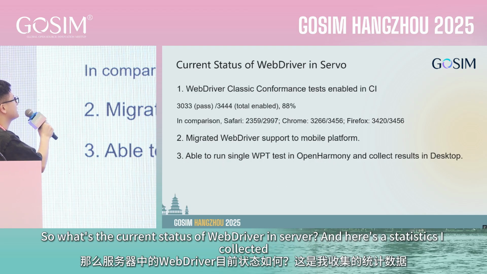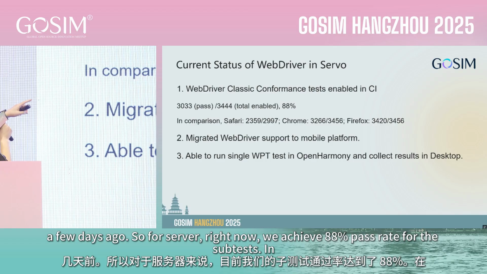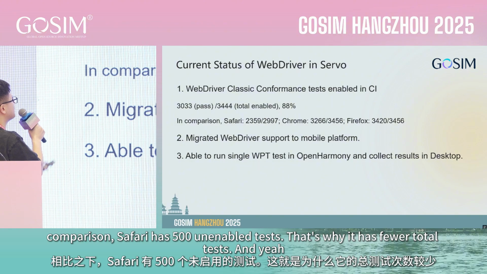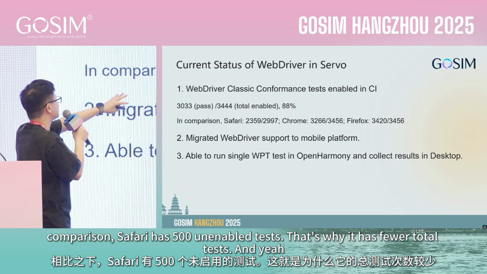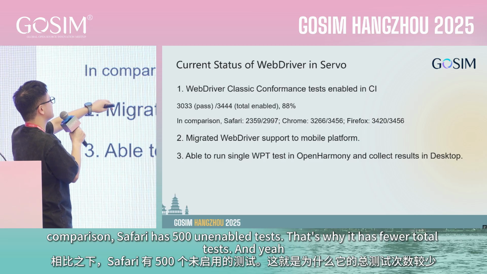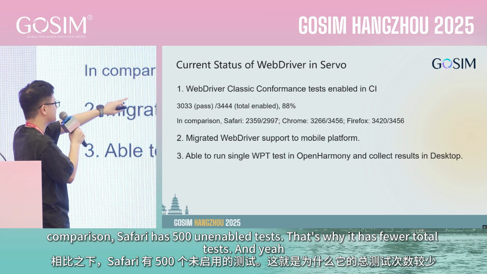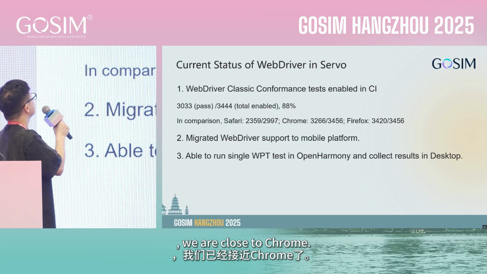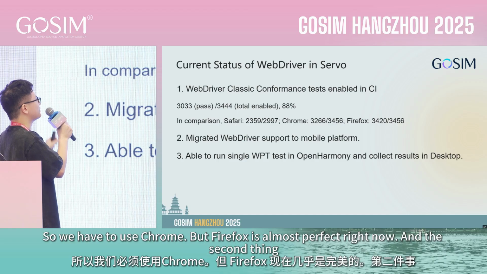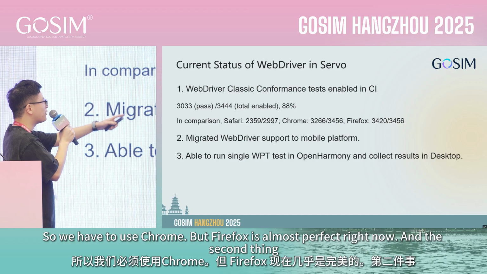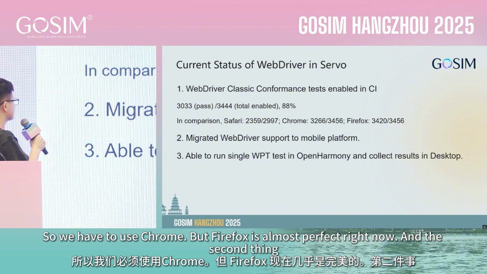So what's the current status of WebDriver in Servo? Here are some statistics I collected a few days ago. For Servo, right now we achieve an 88% pass rate for the subtests. In comparison, Safari has 500 unenabled tests. That's why it has fewer total tests. And yeah, we are close to Chrome, but Firefox is almost perfect right now.